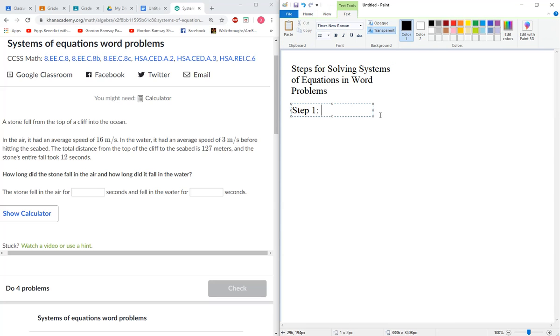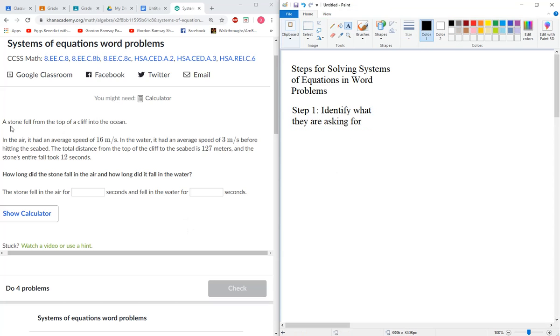Your first step to solving a system of equation word problem is to first identify what they're asking for. So, a stone fell from the top of a cliff into the ocean. In the air, it had an average speed of 16 meters per second, and in the water, it had an average speed of 3 meters per second. Therefore, before hitting the seabed, the total distance from the top of the cliff to the seabed is 127 meters, and the stone's entire fall took 12 seconds. How long did the stone fall in the air, and how long did it fall in the water? The stone fell in the air for blank seconds and fell in the water for blank seconds.